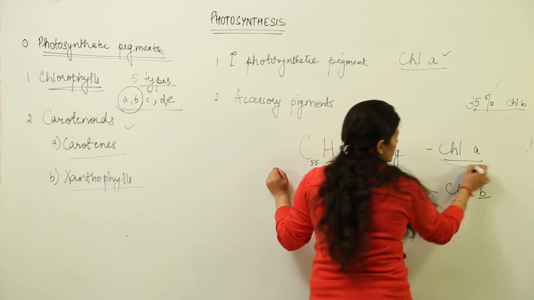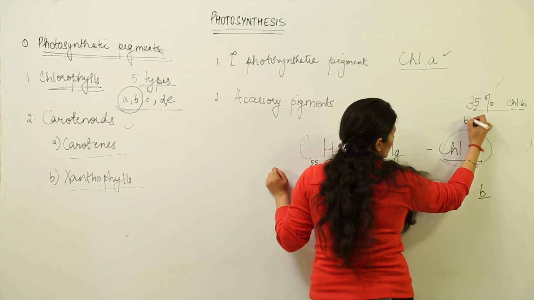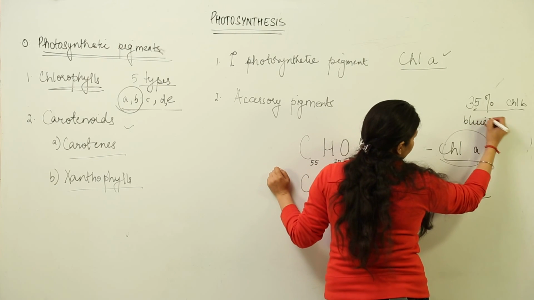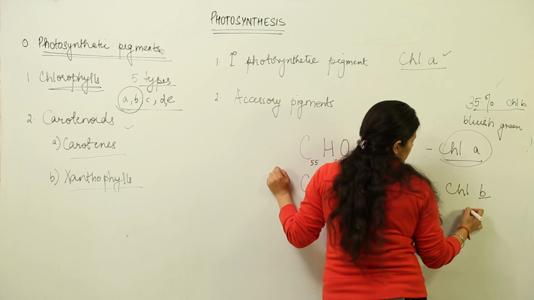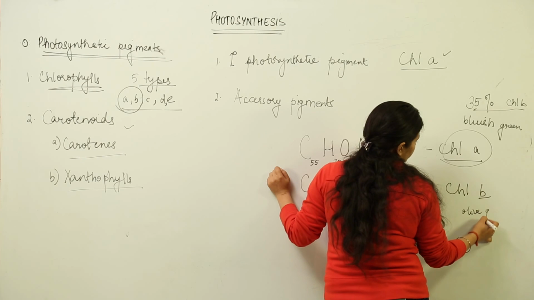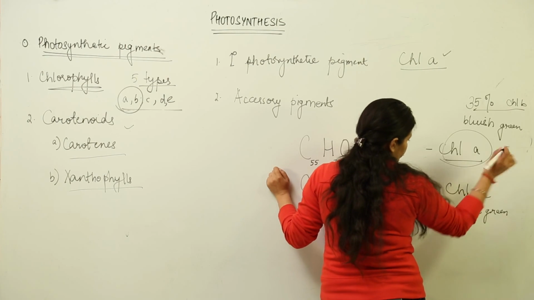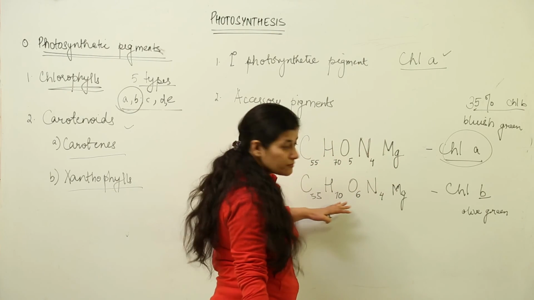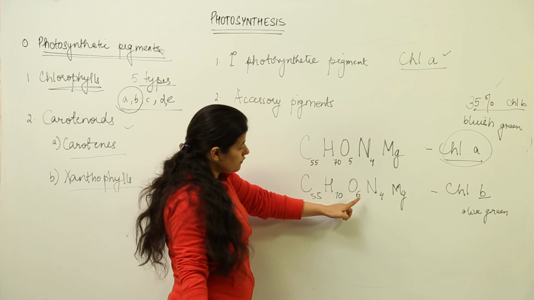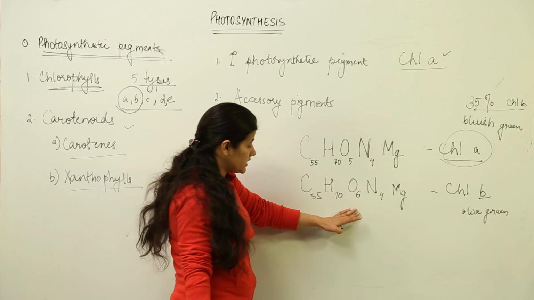Now, this chlorophyll A is bluish green in color, and chlorophyll B is olive green. This thing also is to be remembered. Now, as you can see, there is not much difference. There is a difference of one particular oxygen.